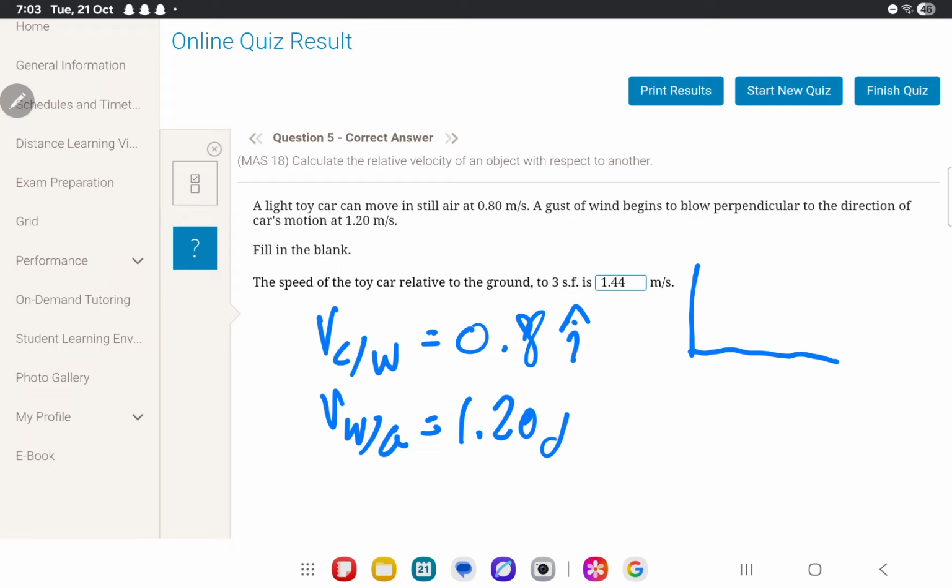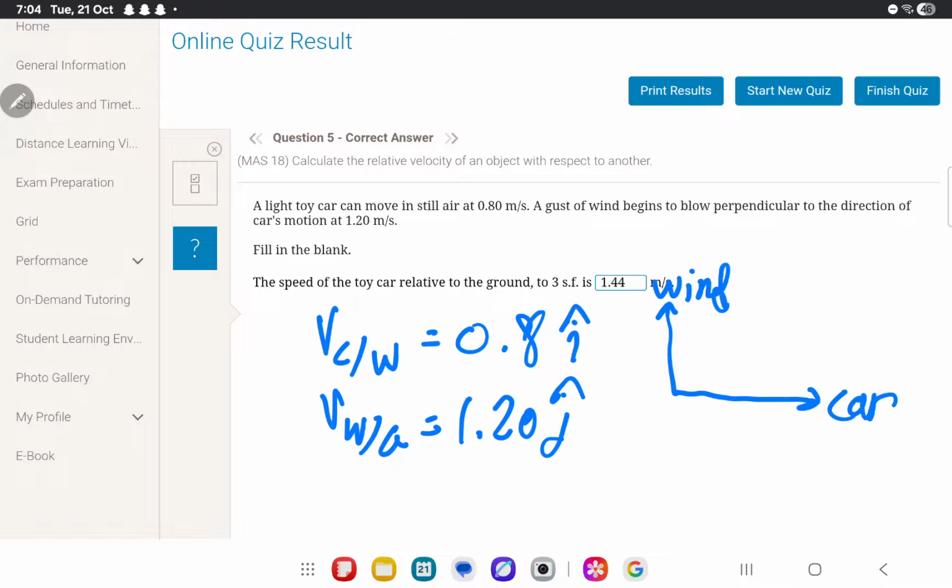So 20J, okay? Because remember, the car can stay still, so you can let it be like this. It's fine. You can also let it be like this. I'm gonna decide that this is the car. But then comes the wind like this, right? They're right triangles, so there's only I and J. So 0.8 I, so this is the car here, and the wind is here.